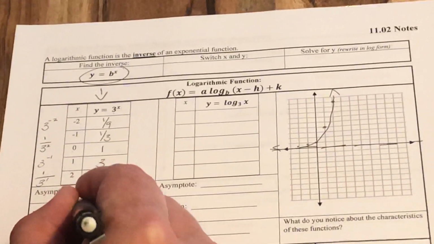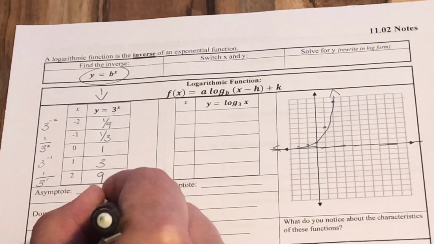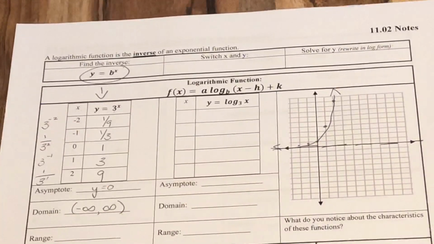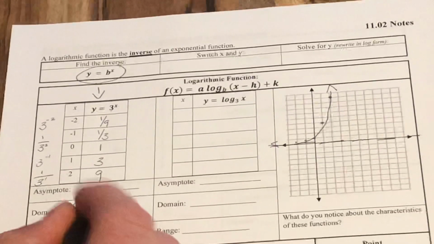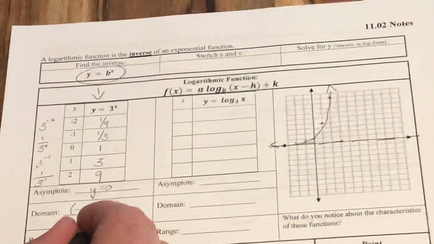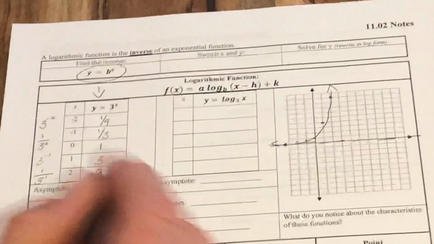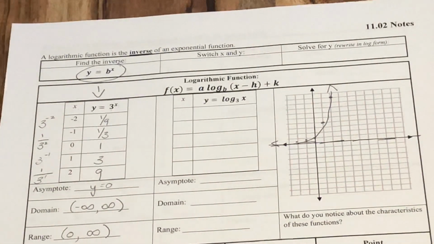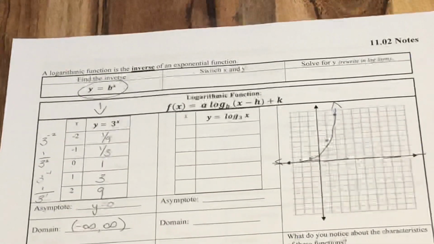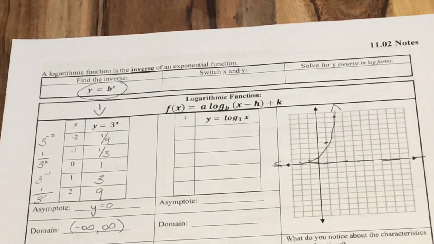Our domain is negative infinity to infinity. And our range, from bottom to top, is from 0. It's not a bracket, it's a parentheses, all the way to infinity. It doesn't touch. Hopefully we understand that. Hopefully that is something that we can grasp fully, okay?